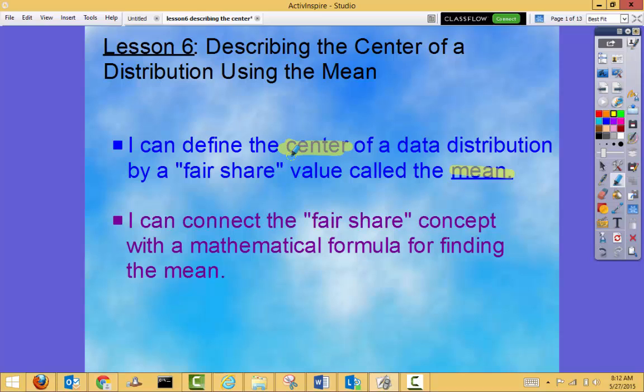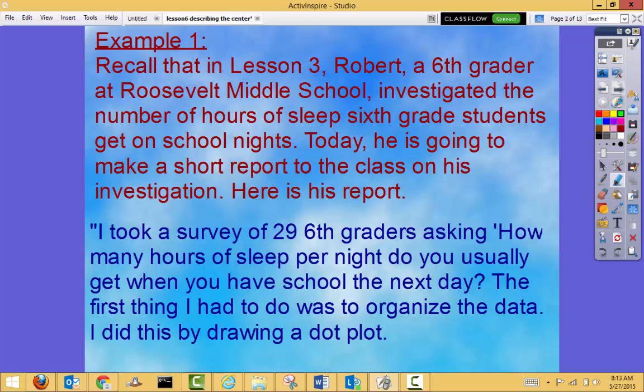Our other I can statement is I can connect the fair share concept with a mathematical formula for finding the mean. So our second I can is, what is this fair share model and how can we express it using a mathematical formula for the mean? All right, so let's look at our first example.